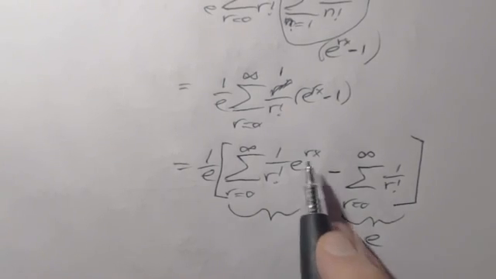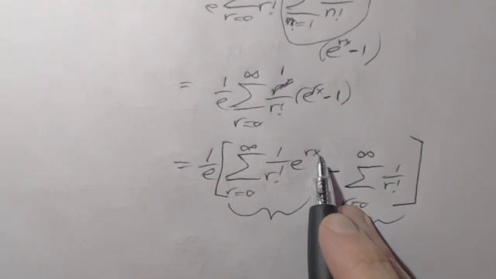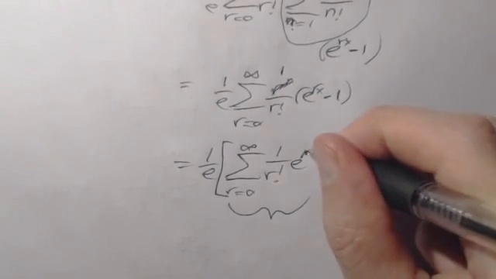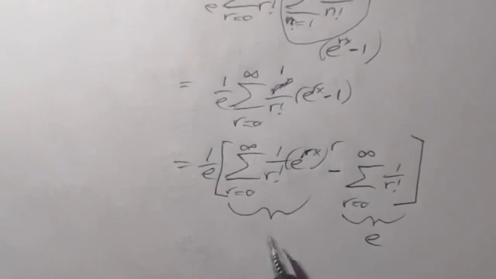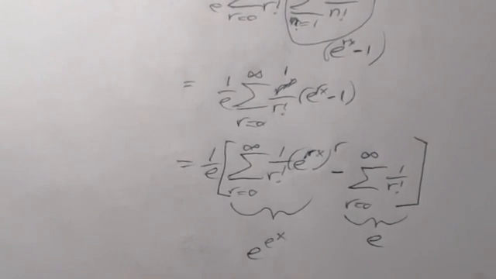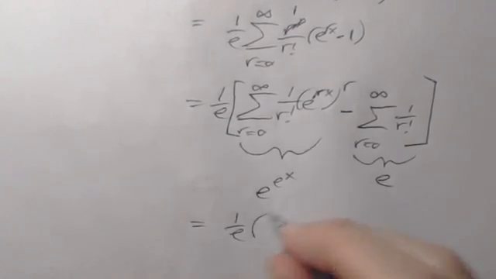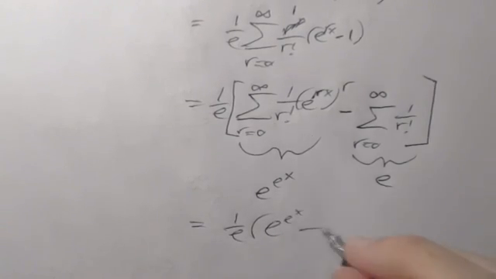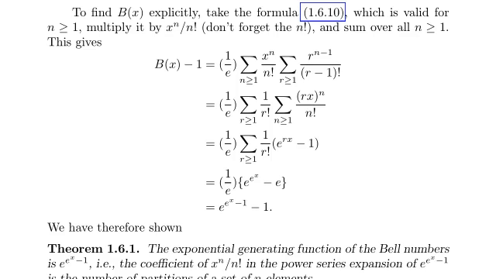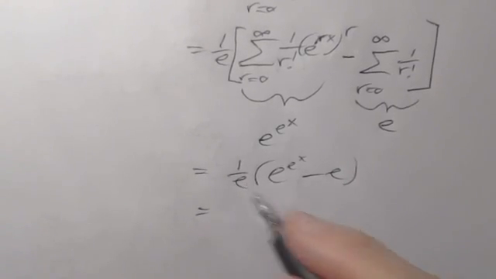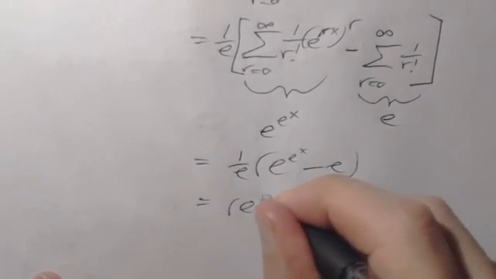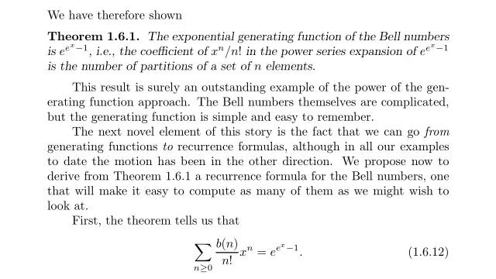Well, we can think of this as e to the x to the power of r. So write that as e to the x to the power of r. You see that this is just e to the e to the x. So it's 1 over e times e to the e to the x minus e. Yeah, and that's what they've got, and they've taken this factor of e out. So e to the e to the x minus 1, minus 1.